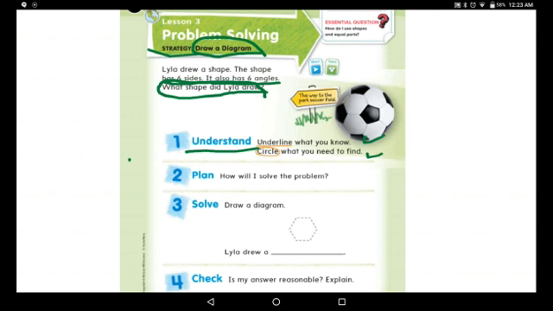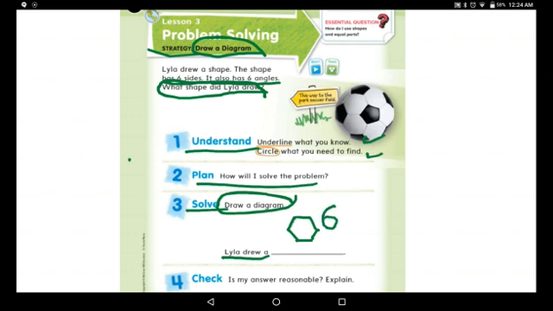Now the third step is to solve. How will I solve? I will draw a diagram with 6 sides. So Layla drew 1 side, 2 sides, 3 sides, 4 sides, 5 sides, 6 sides. What did she draw?